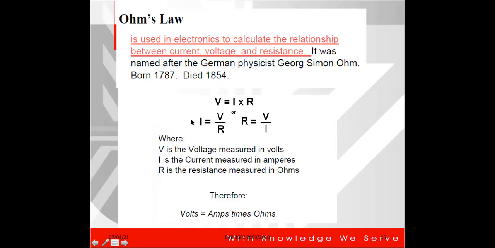How we represent the relationship between current, voltage, and resistance is through Ohm's law, which is V, voltage, is equal to I multiplied by R. Okay, so if you move around the parameters, I will be equal to V over R, or R is equal to V over I. So please be fluent with this relationship between voltage, current, and resistance.